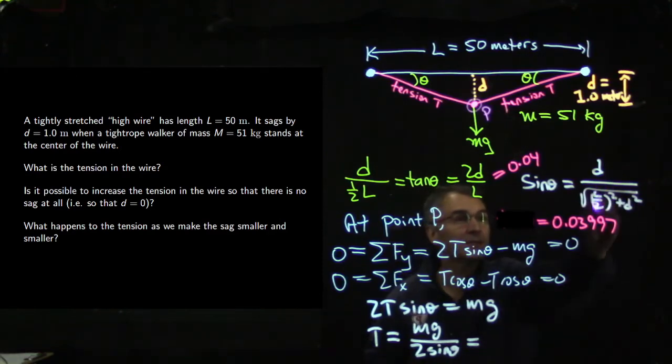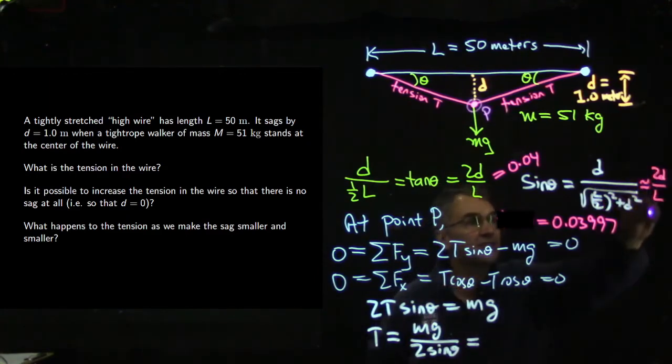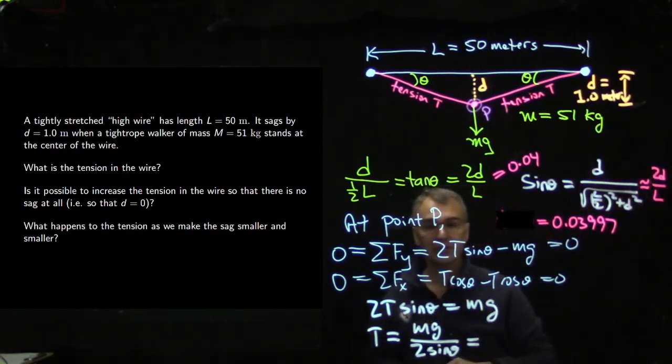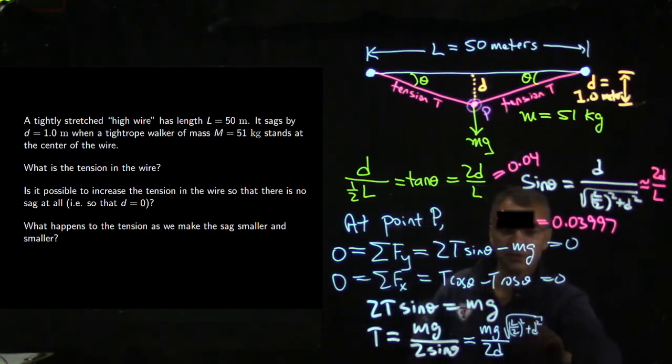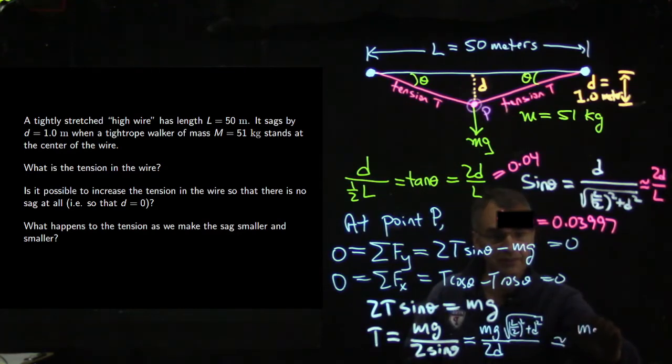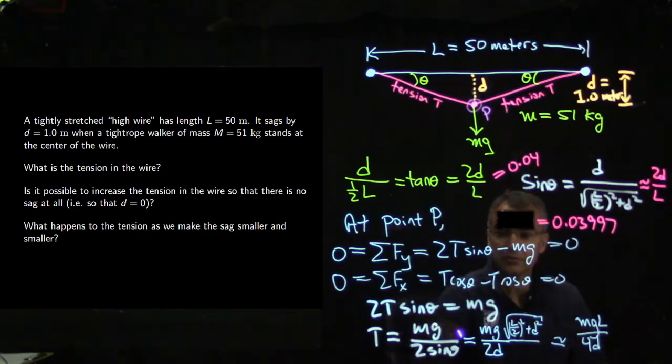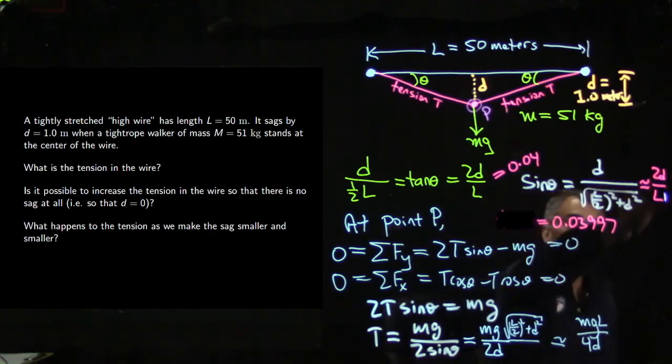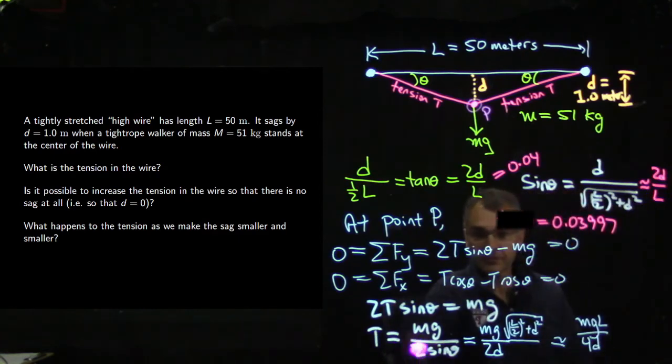That's saying that the square root of (L over 2) squared plus d squared is not very different from just plain old L over 2. So in this case, d is so small compared to L that this expression is almost exactly the same as 2d over L. So if you really want to be exact, you get an expression something like this. But this is almost exactly the same as mgL over 4d. Because we have mg over 2 sine theta, and sine theta is very close to 2d over L. So there's 2 times 2d, and then you put the L upstairs. You can show that to yourself by plugging in numbers if you like.